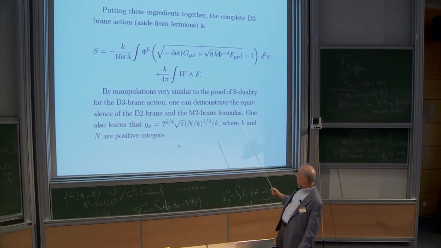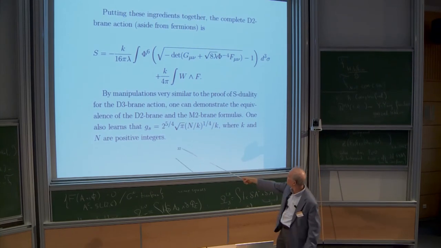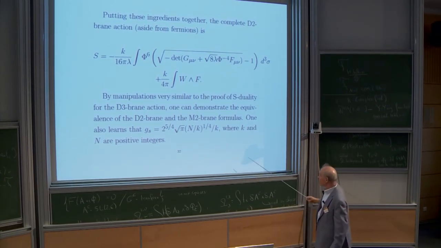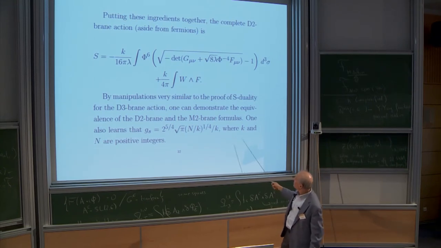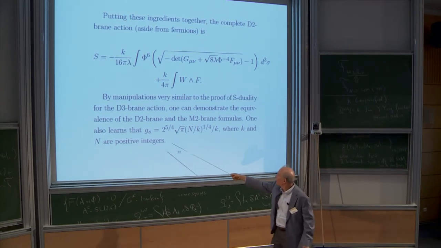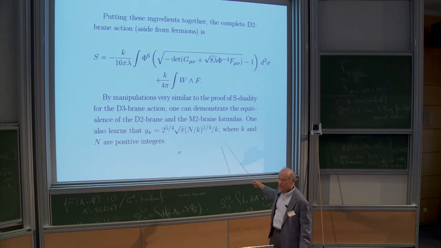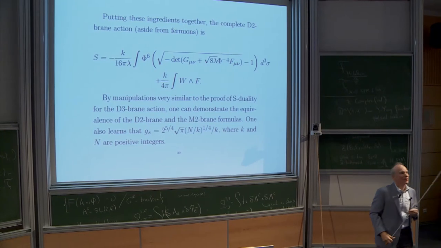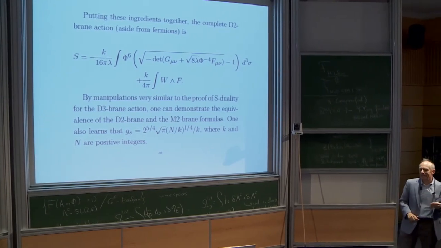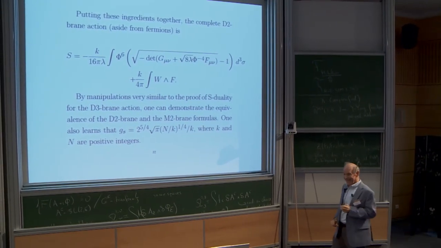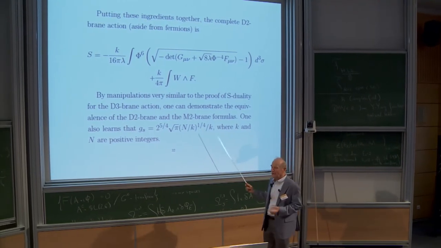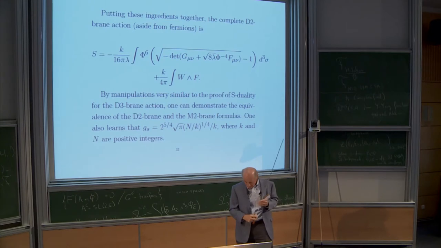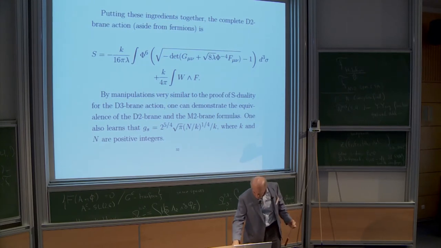What the parameters that you have when you do it as a IIA problem are g string and N. You don't have a k. And it turns out that what you don't know, if you only know the IIA story, is that this is the formula for g_s in terms of N and k. See, g_s is not a continuous parameter in this problem. It depends on two integers in this way. And if you only knew type IIA string theory, you wouldn't know that. But otherwise, the two formulas are equivalent.